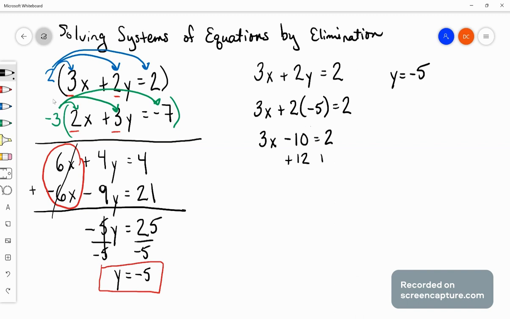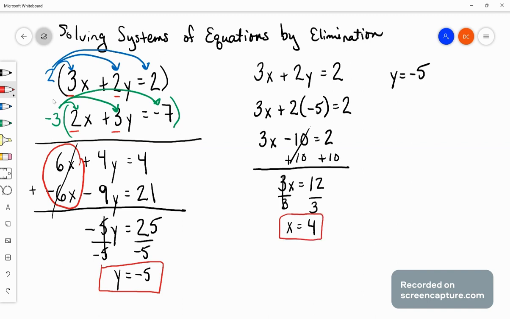I cannot combine anything on here, so I'm going to add, oops, sorry, not adding 12, jumping ahead of myself in my head. I'm going to be adding 10 to both sides. And so that gets canceled out. So we have 3x is equal to 2 plus 10, which is 12. Again, we divide by 3 to get that x variable all by itself, and 12 divided by 3 is 4. So my solution set is x equals 4 and y equals negative 5.